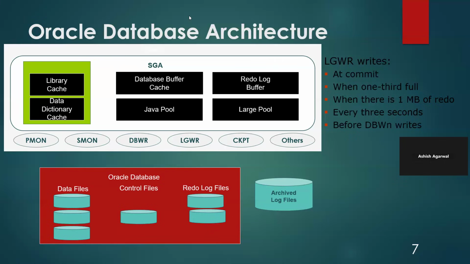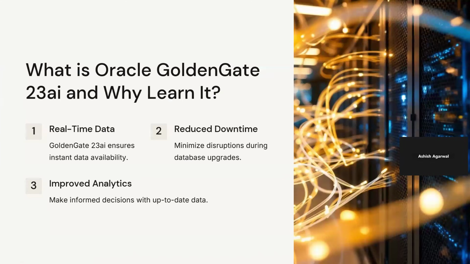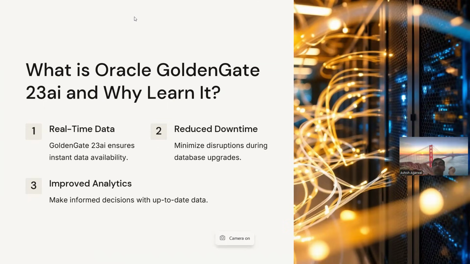So now let us move forward. What is GoldenGate 23 AI and why learn it? Oracle GoldenGate 23 AI is the latest version of Oracle GoldenGate. It ensures instant data availability. It has reduced downtime, so it minimizes disruptions during database upgrades, and it has improved analytics as well. So you can make informed decisions with up-to-date data.